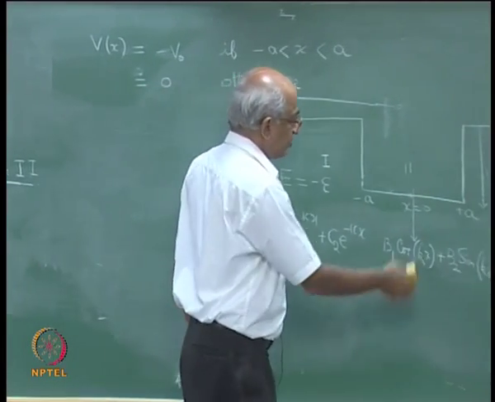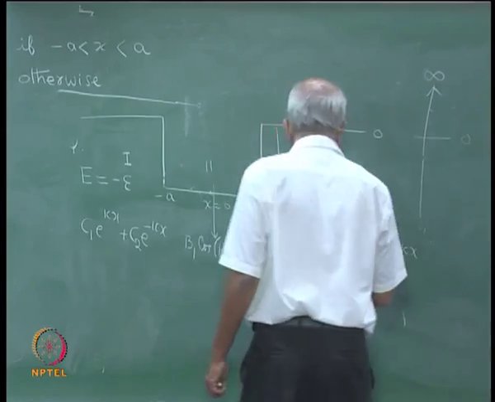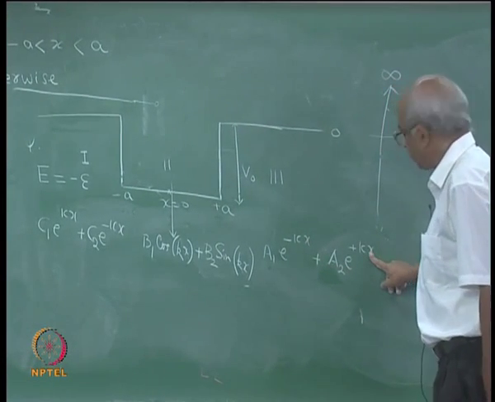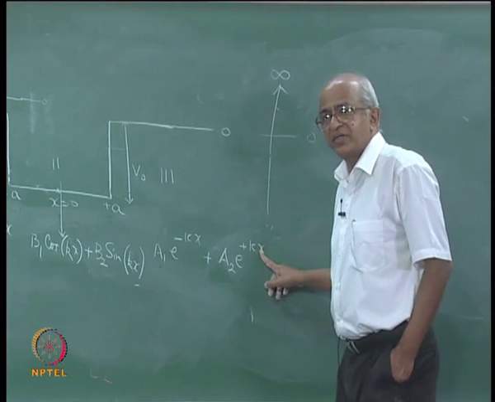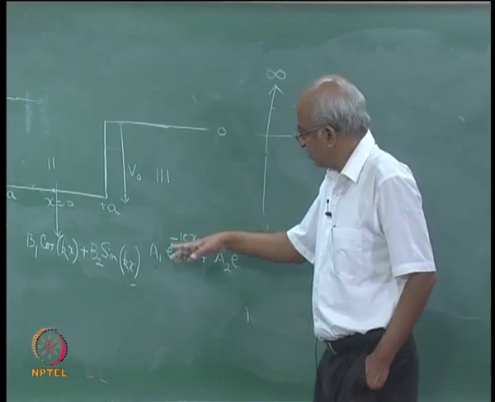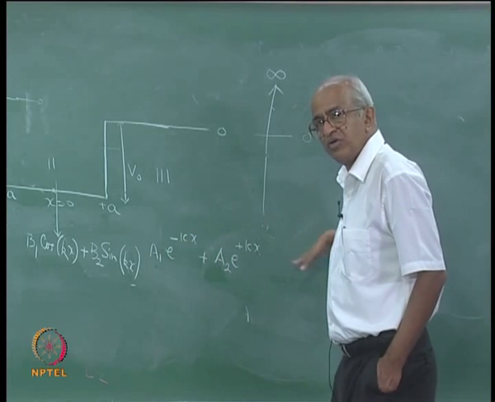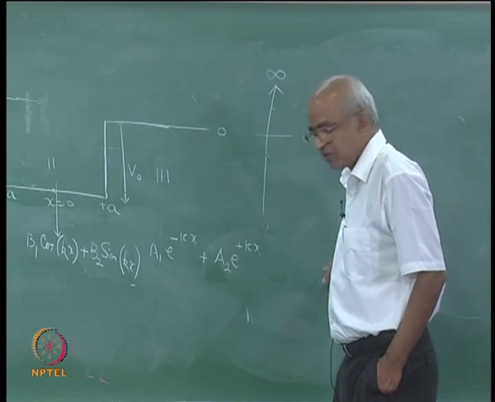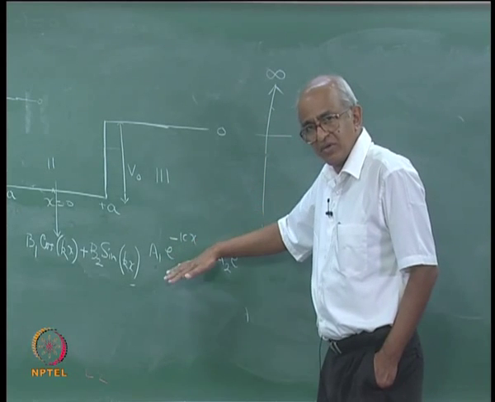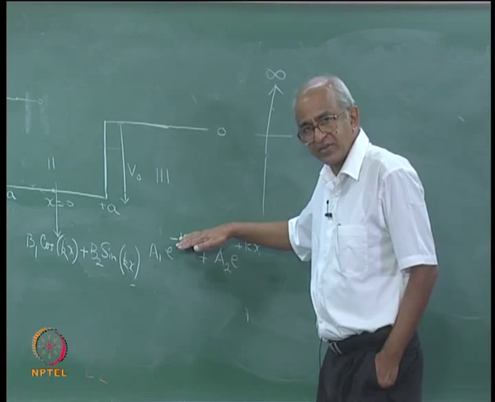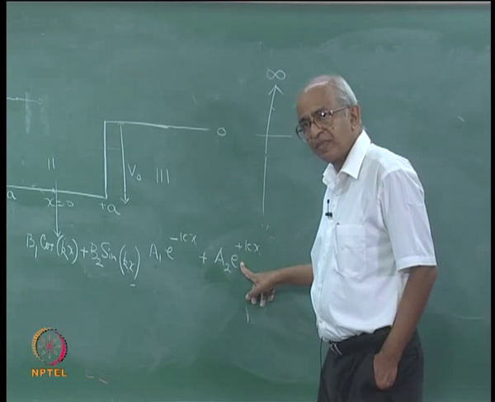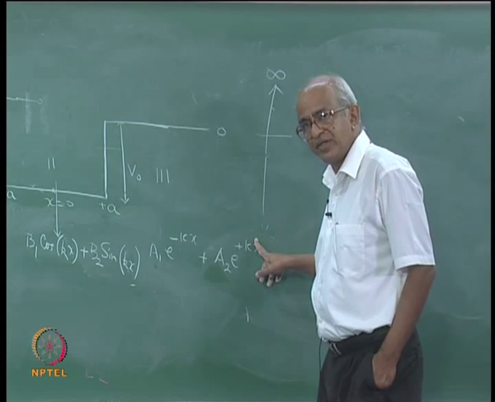So, let us look at the solutions that I have. In this region I have a1 e to the power of minus kappa x plus a2 e to the power of plus kappa x. Now, suppose I allow x to go to infinity, what will happen? This term I would expect will decrease, because it is e to the power of minus kappa x. But what about this term? This term will increase to infinity.